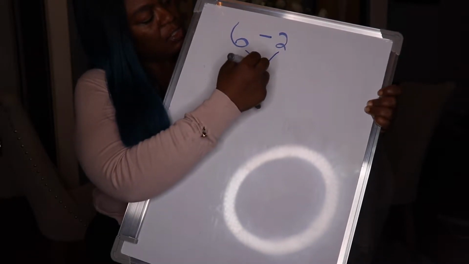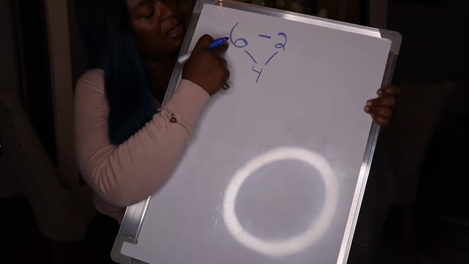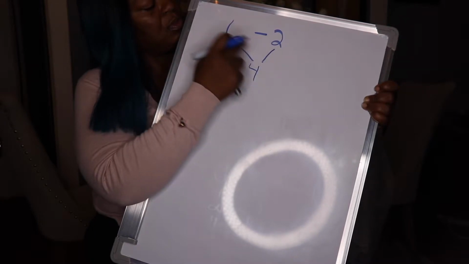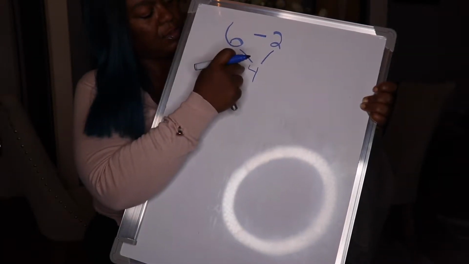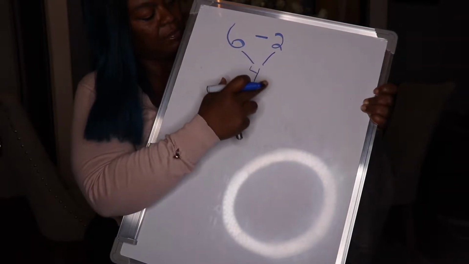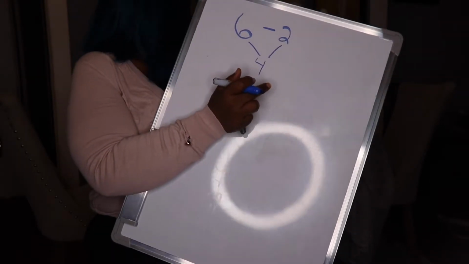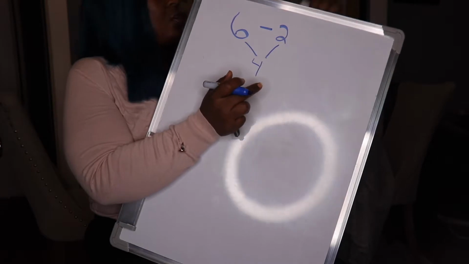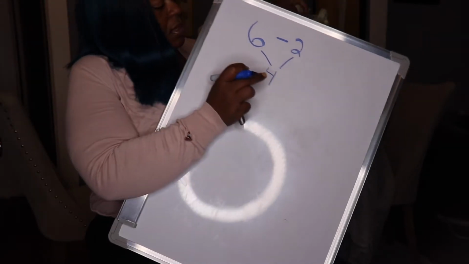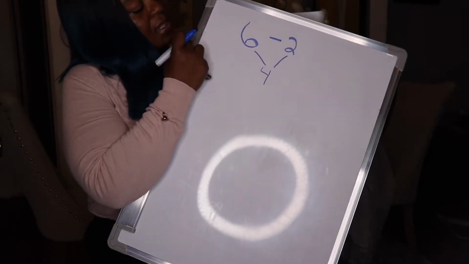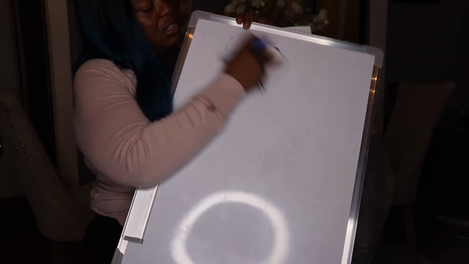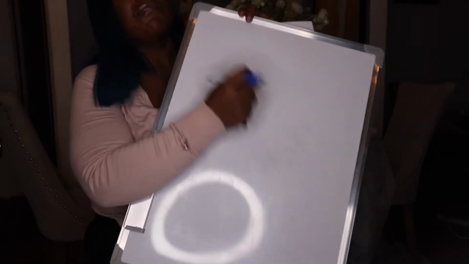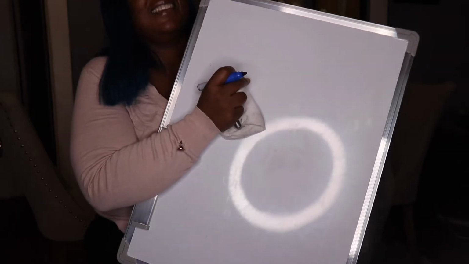So 6 minus 2 is 4. The 6 is larger than the 2, so we're going to give it the sign of the larger number, which is positive 4. Okay? So if Leah advanced 6 yards, but she lost 2, she only has a 4-yard gain.